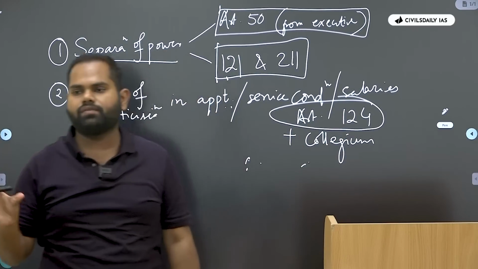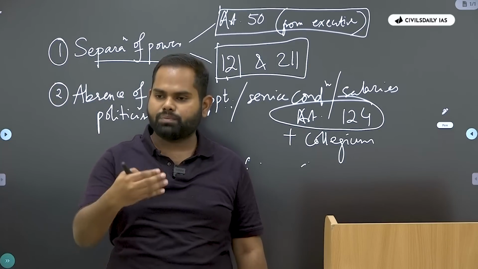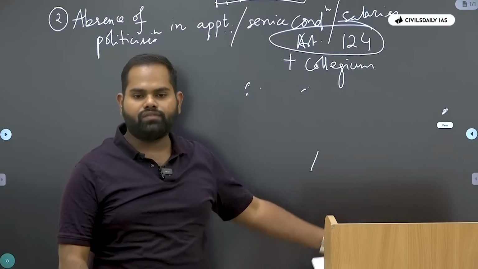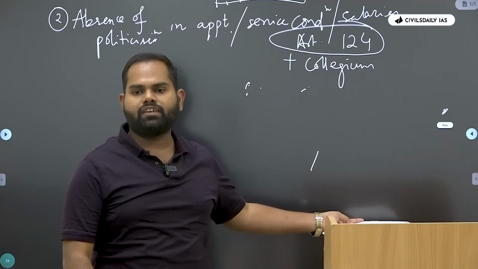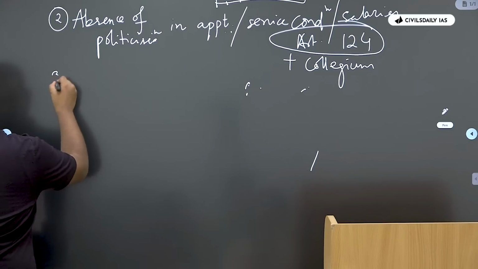There's a specific provision for misbehavior. They can be impeached, and the impeaching process is very complex. The collegium system does not have an involvement of the executive, so that gives them independence as well. So that's the second point.